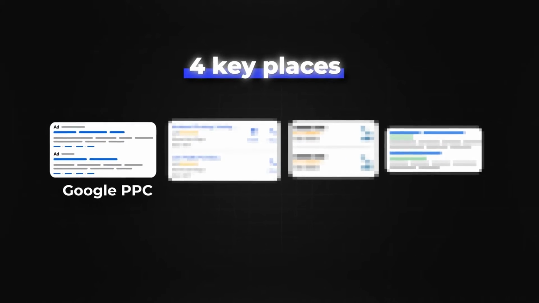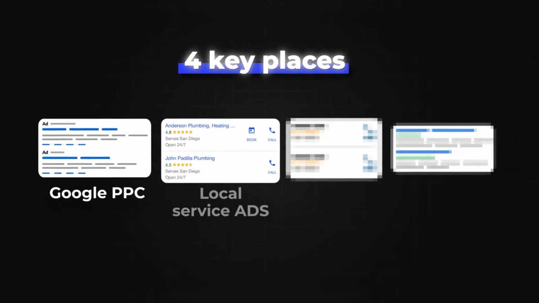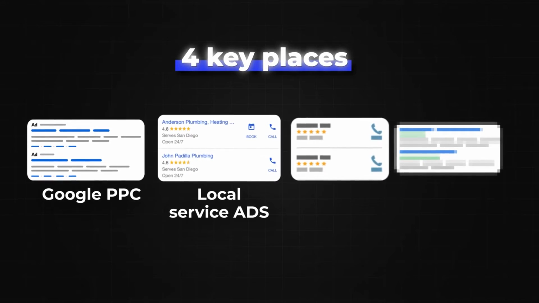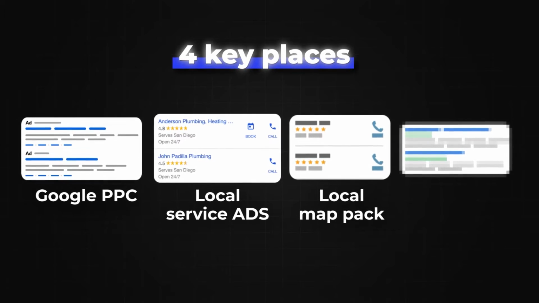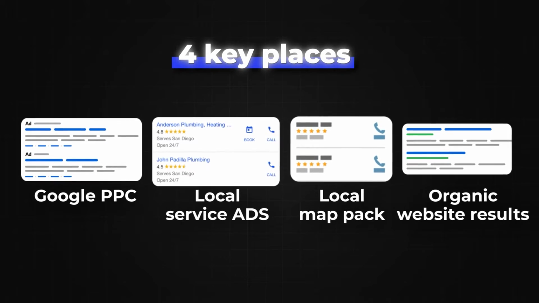But here's the kicker about Google. You don't want to just show up once. There are 4 key places that you need to be visible. Number 1, traditional Google pay-per-click advertising. Number 2, Google local service ads. Number 3, the local map pack. And lastly, number 4, and don't underestimate this, it's a major traffic source, the organic website results.